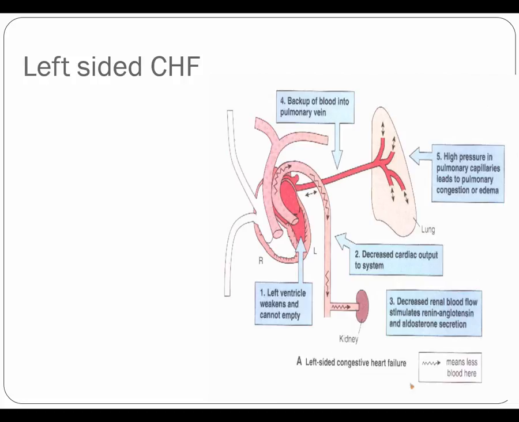So we have a backup of blood into the pulmonary vein because the ventricle can't contract like it's supposed to. High pressure in the pulmonary capillaries leads to pulmonary congestion or edema. So we can't get this out. All this is backed up. All of it's backed up in the lung, and it's almost like we're drowning in our own fluid.